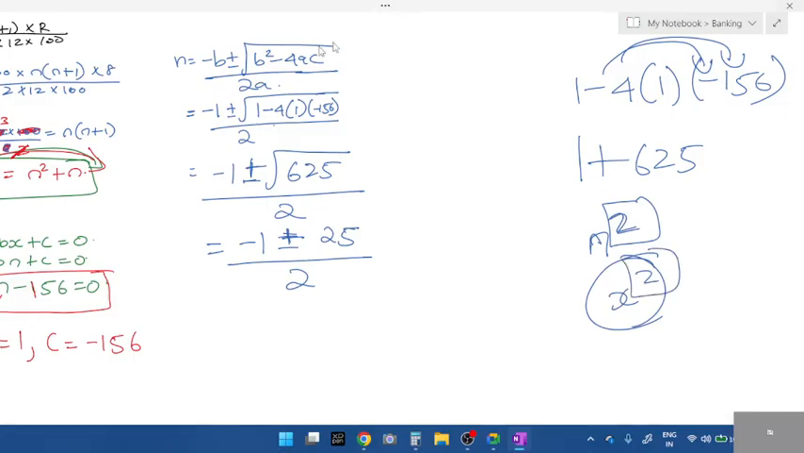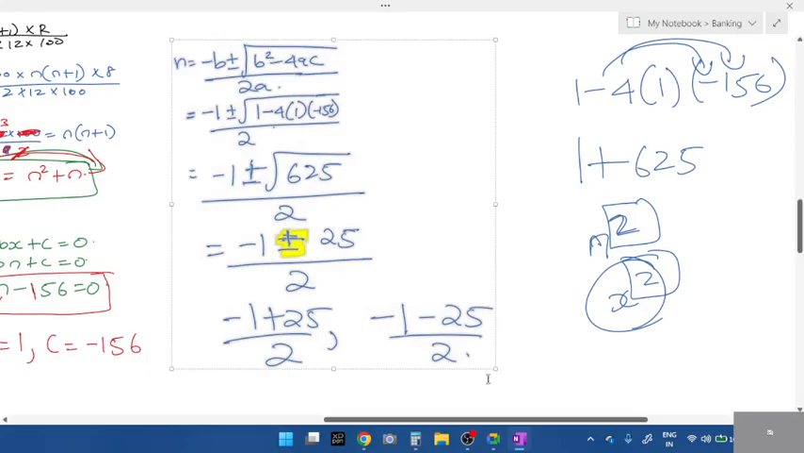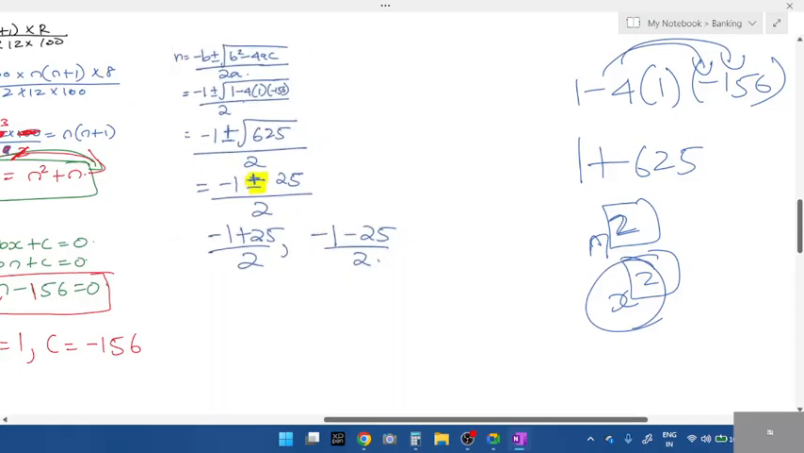Can you see this plus and minus in between? You have to split this into two parts. How will you split it? For plus, I'll take one value, and for minus, I'll take another value. Minus 1 plus 24 is equal to 24 divided by 2, which is 12. Here you get minus 26 divided by 2. If you reduce, you'll get 12 and minus 13.